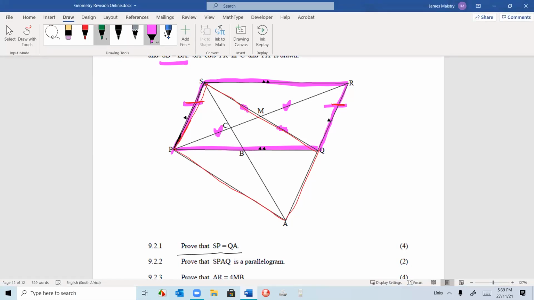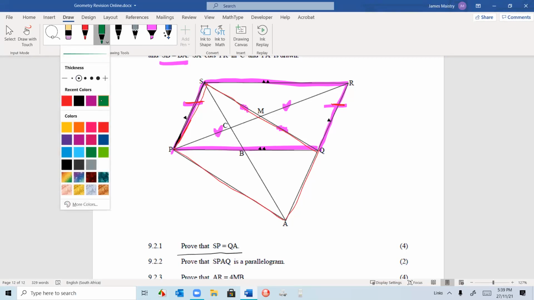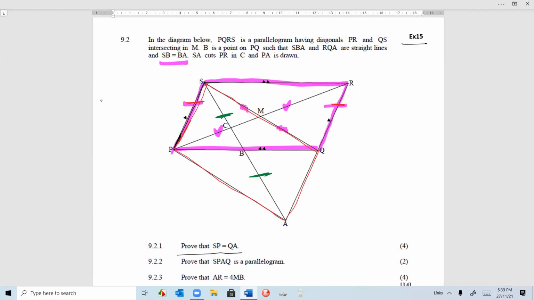Let me change my color. So they tell us that SB is equal to BA. And then the first question is to prove SP is equal to QA. How can we prove that SP is equal to QA? Any ideas? Yes, we can say that SP is equal to QR. Well done. And QR is equal to QA through the midpoint theorem.